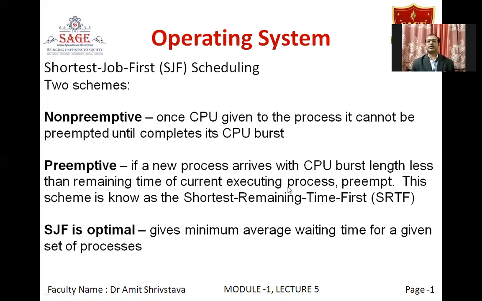Okay, so in the shortest job first algorithm, we follow both the schemes, the preemptive as well as the non-preemptive. Now, shortest job first is the optimal algorithm. It means that it gives the minimum average waiting time for a given set of processes among all the scheduling algorithms.